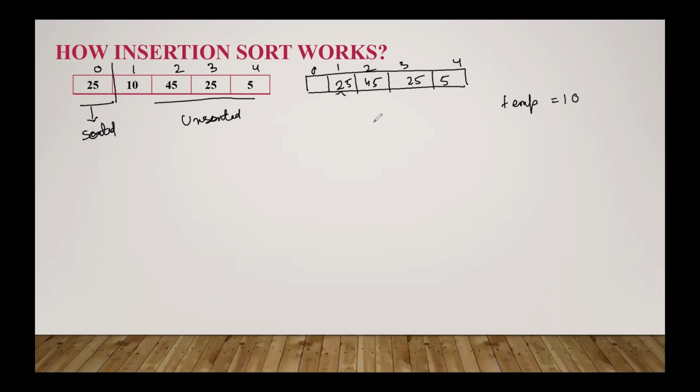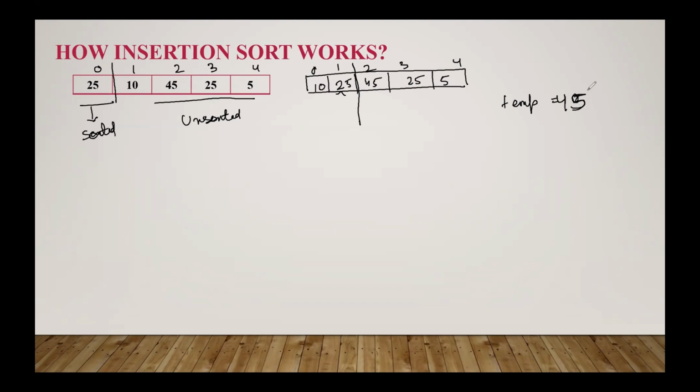So now we insert the value 10. So the first iteration is over. After the first iteration, this is our sorted array: 10, 25 sorted. Now we have to take the next element. So now temp stores the value 45.